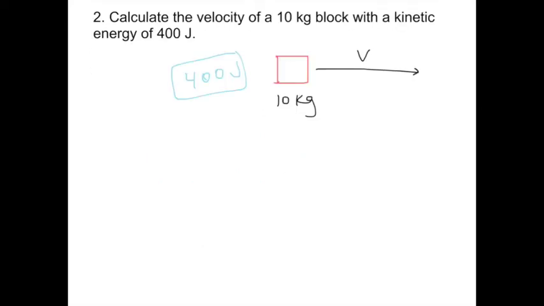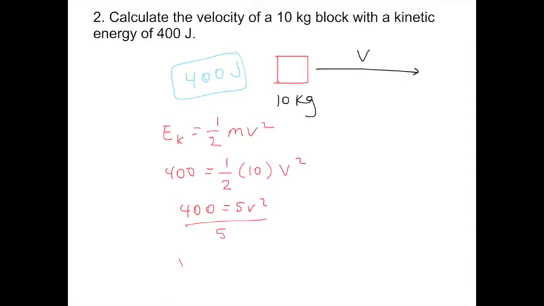Number 2. Calculate the velocity of a 10 kilogram block with a kinetic energy of 400 joules. This time we're looking for kinetic energy, or EK. We know that that equation is 1/2 mv squared. So in this case, they've given us the final kinetic energy. That's 400 joules. And we'll set that equal to 1/2 times the mass of the block, which is 10, and we're solving for velocity. So we can simplify. That's 400 equals 5v squared. Divide both sides by 5. We get that v equals root 80, or 8.9 meters per second. That's the velocity of the object.